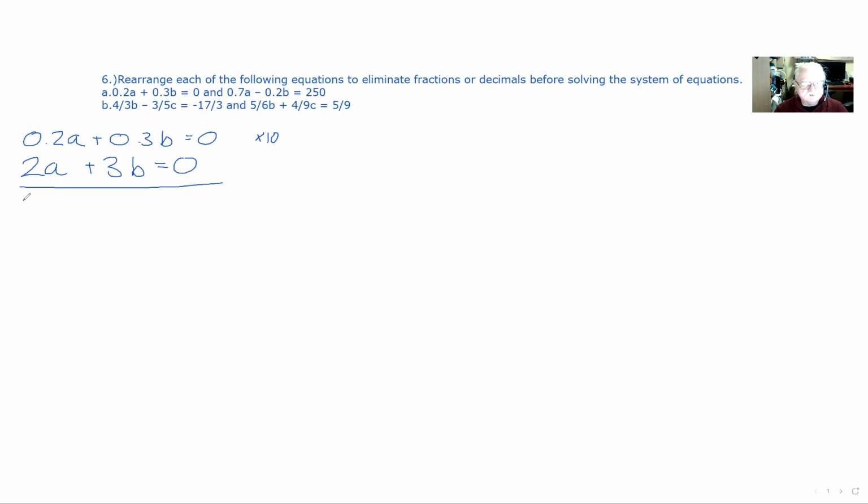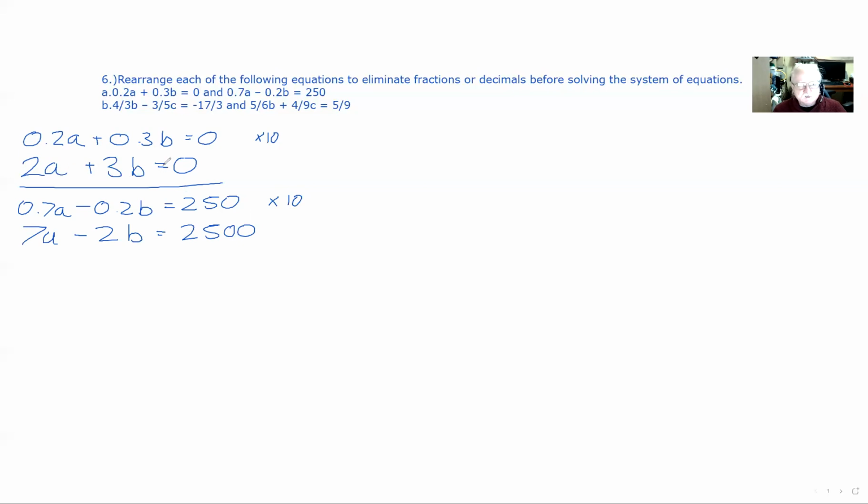The second one was 0.7a minus 0.2b being equal to 250. Again, to get rid of the decimal, we're going to go times 10. So 7a, take away 2b, equaling 2,500. So we've gotten rid of the decimals.